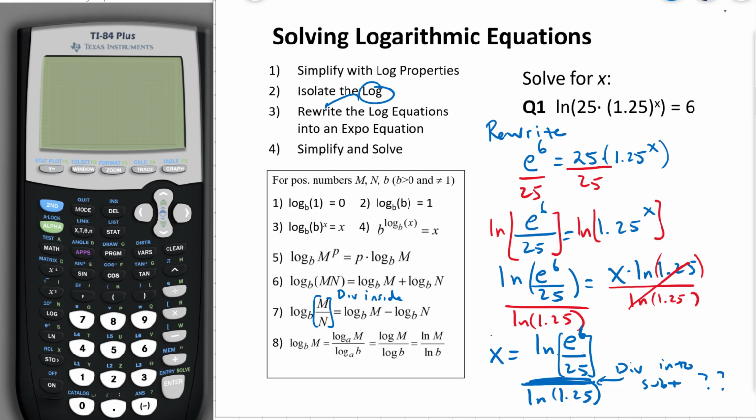This division is not a division inside a log function. So I cannot, the answer to that is no, I cannot do this. I cannot separate that into subtraction. All right, so be careful, because this division is not a division of a numerator and denominator inside a log function. However, what about this?